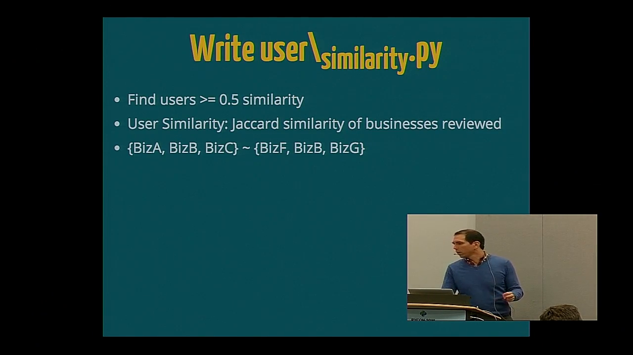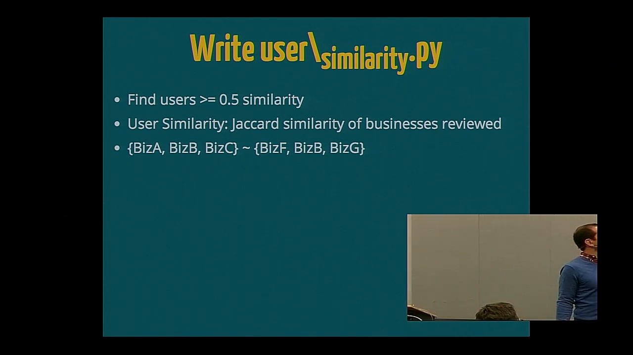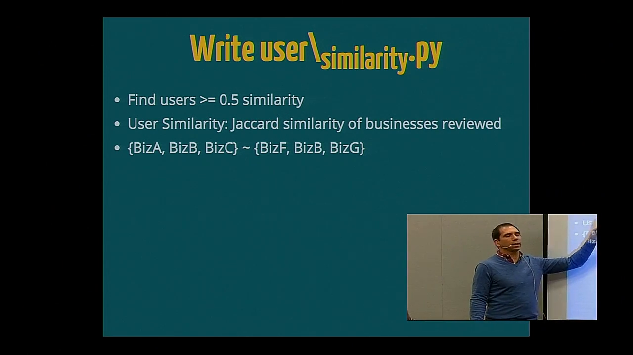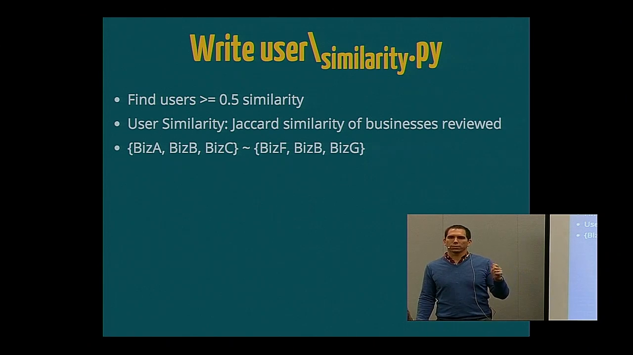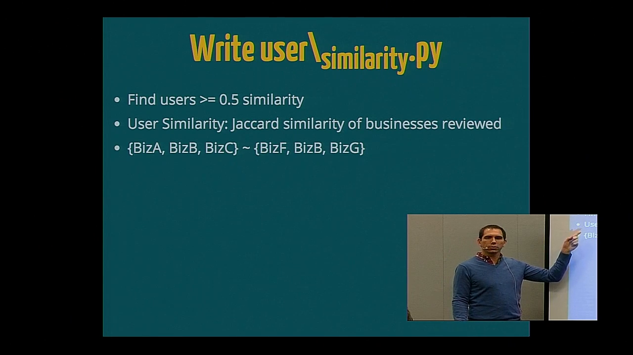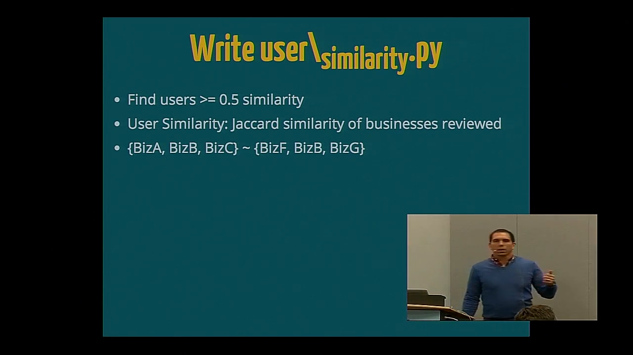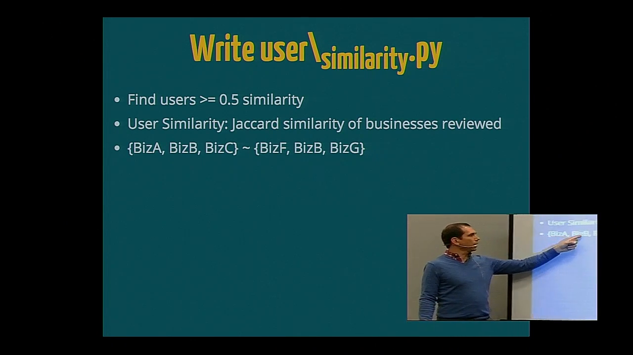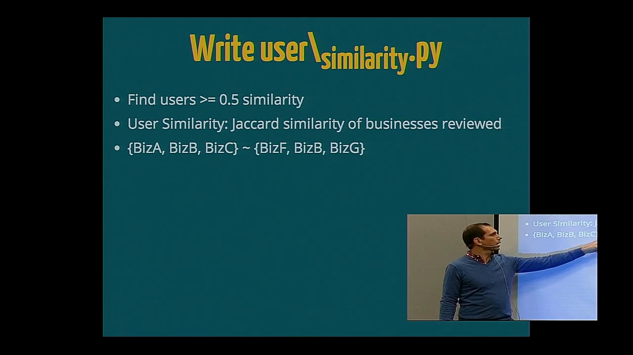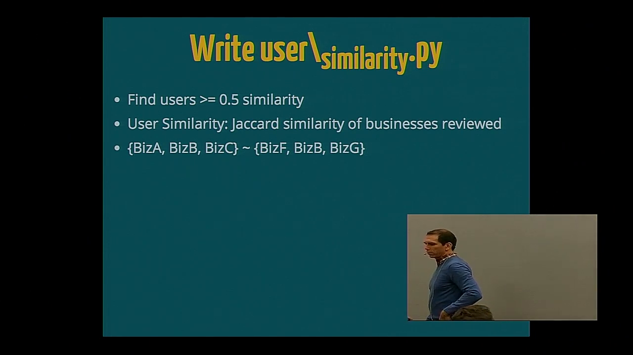Oops, a little typo. So for this exercise, we want to find users that have a greater than or equal to 0.5 similarity. And the user similarity, again, is going to be this Jaccard coefficient. So if a user has reviewed A, B, and C, and another user has reviewed F, B, and G, what is their Jaccard coefficient?